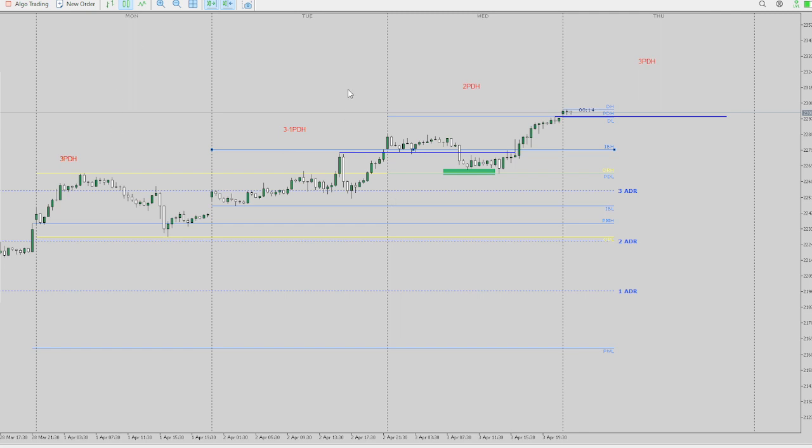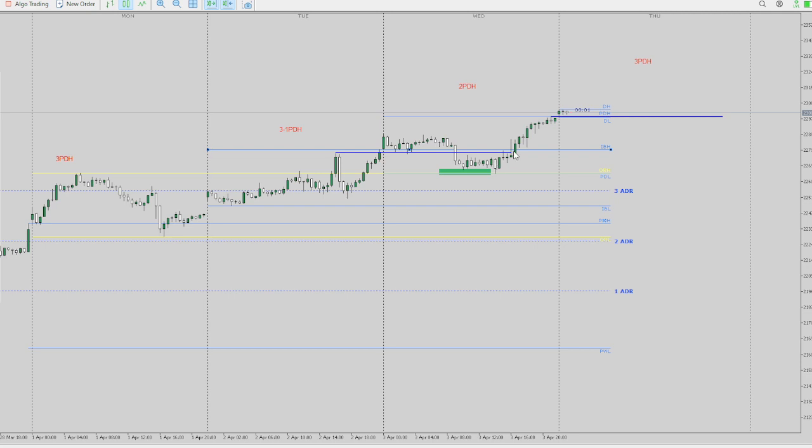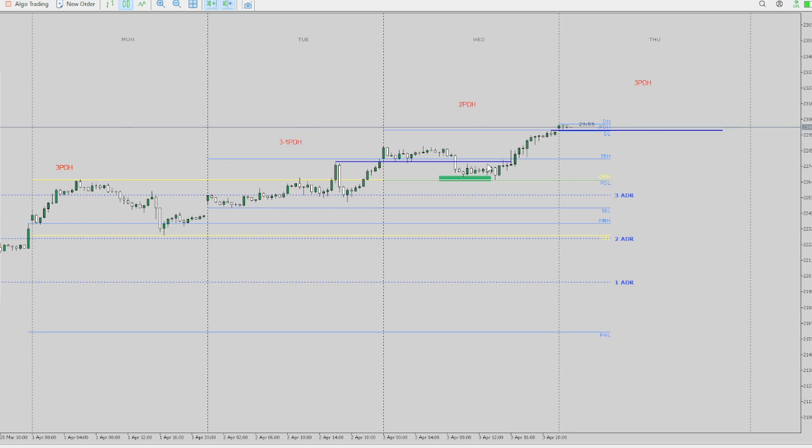Tuesday expanded the range. So today, Wednesday, I was expecting price to expand the range again, take out yesterday's high, and it did just that, just beautifully right above the initial balance high. So tomorrow, Thursday, which it's already Thursday in the trading world, it's already taking out the high for Wednesday.